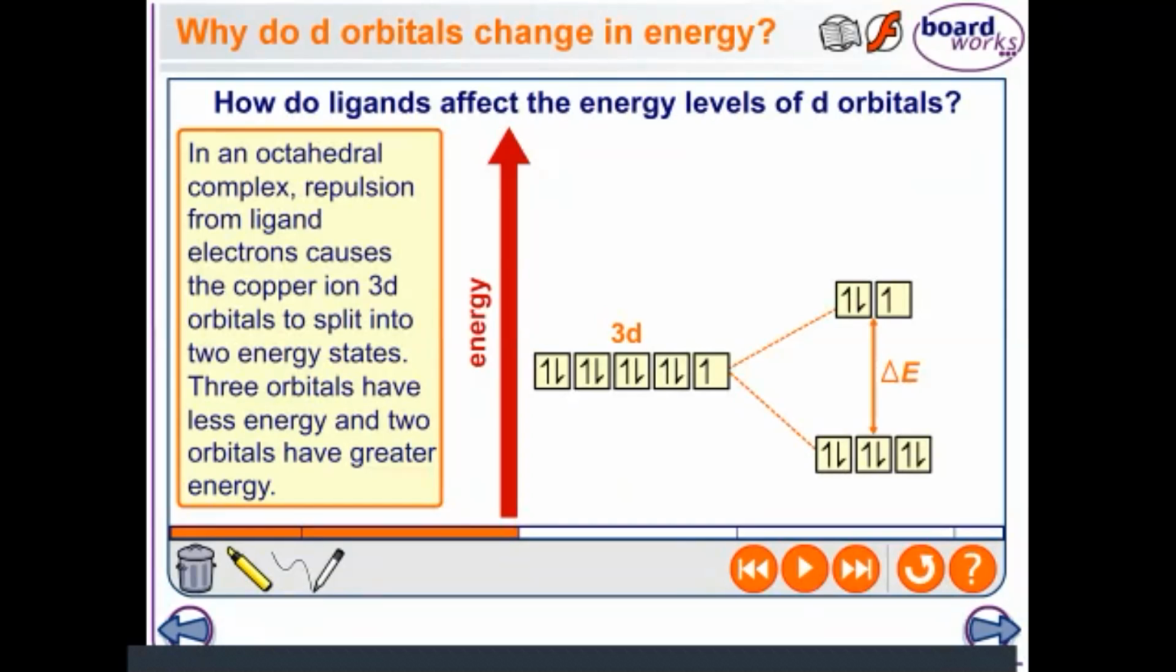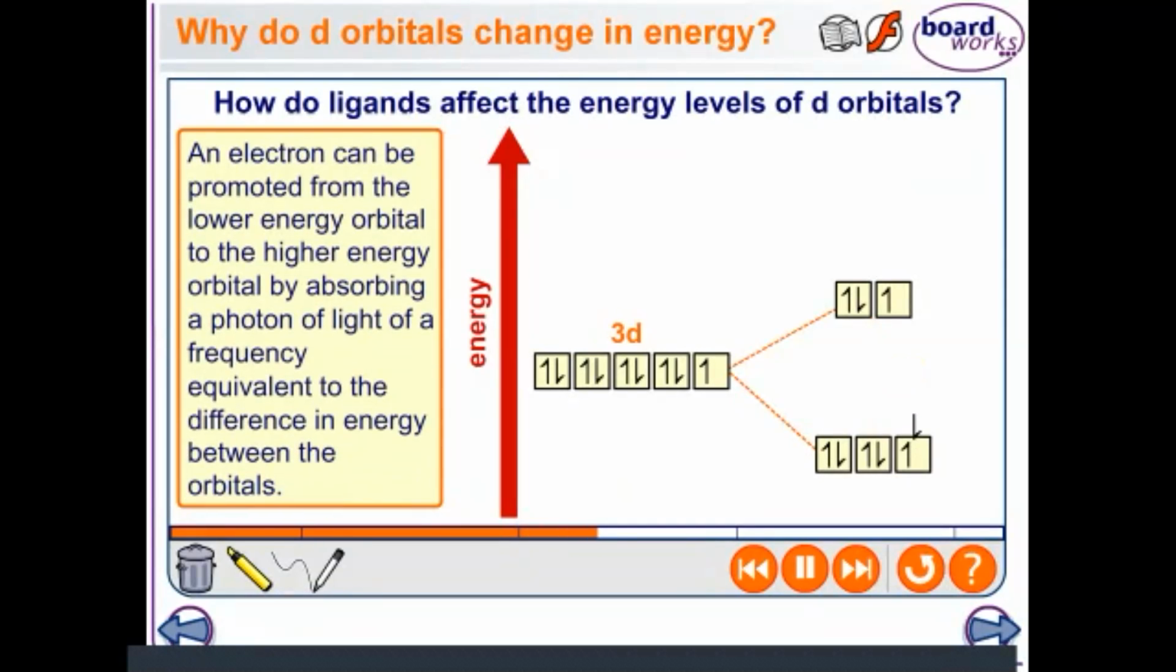So the orbitals will split into two. And then an electron can be promoted from the lower energy orbital to the higher energy orbital by absorbing a photon of light of a frequency which is equivalent to the difference in the energy between these two orbitals.